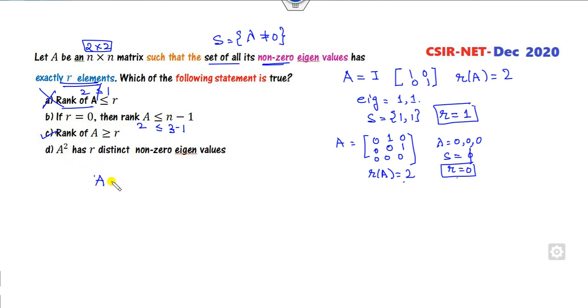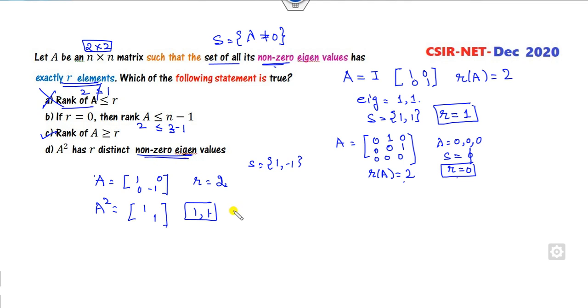A square always has distinct values. So if I take 2 cross 2, R is 2 because there are 2 non-zero distinct values. So this set consists of these. What is A square? 1, 1. So it has eigenvalues but which are non-zero. So R is 1, which is not the same.